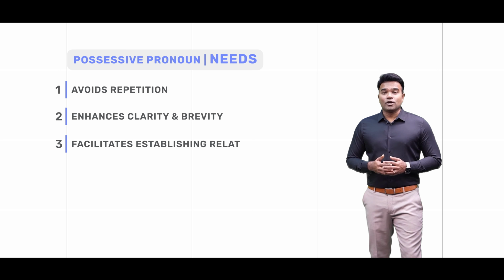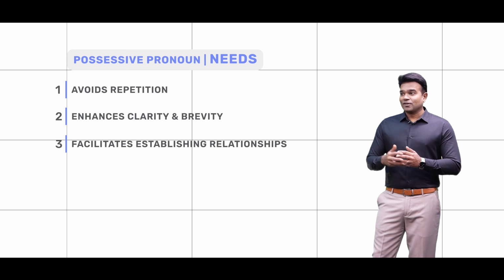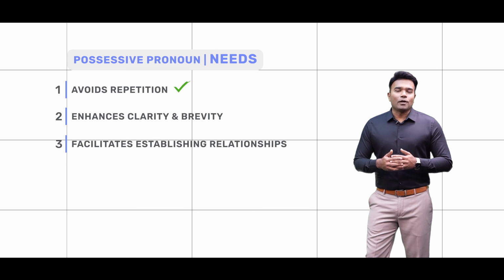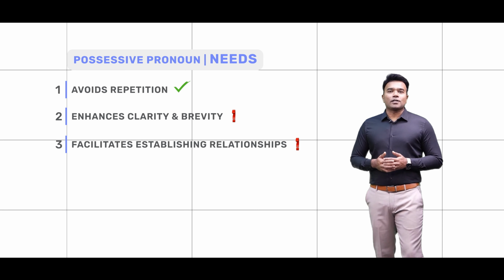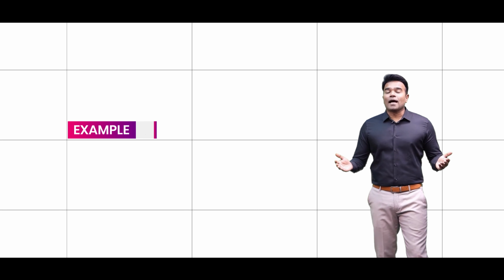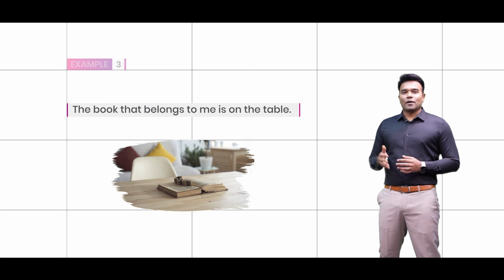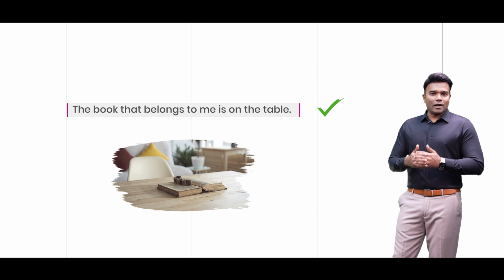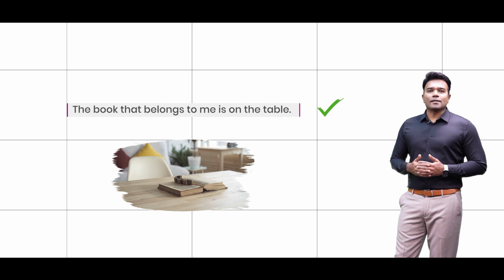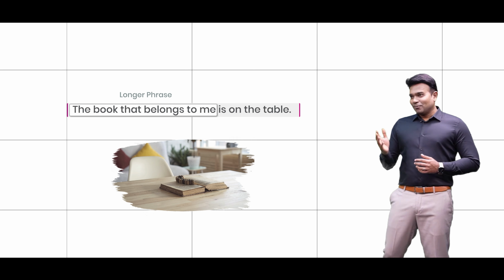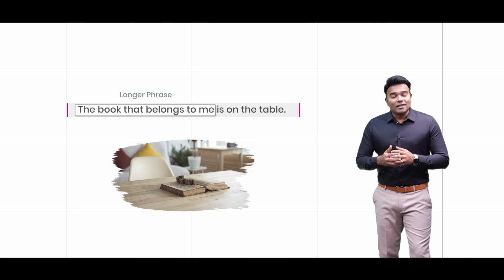Well, that way I'm sure you already understand that the possessive pronouns help us in avoiding repetition, but then what do these other 2 points mean? Let me explain. Have a look at this sentence. The book that belongs to me is on the table. Well, this sentence no doubt is valid, but then it is a lengthy sentence. The book that belongs to me happens to be the phrase which is actually making this sentence lengthy.